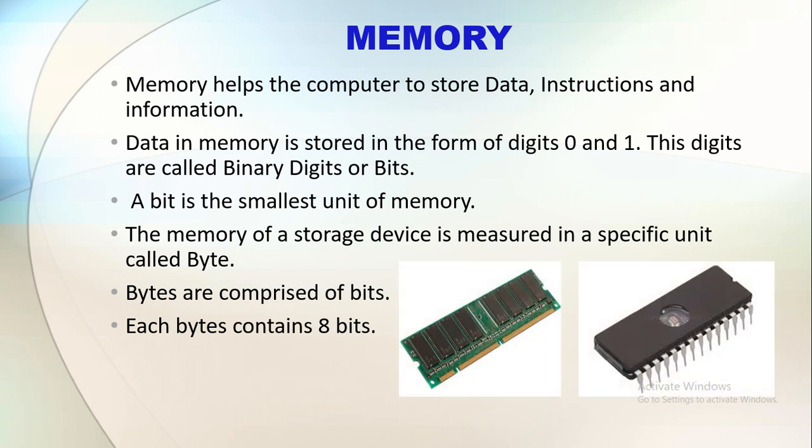Okay, so here you can see I have given two types of memory. One is a primary memory and the other is a secondary memory. This one is RAM, it is called a primary memory, and this is ROM, it is called a secondary memory.